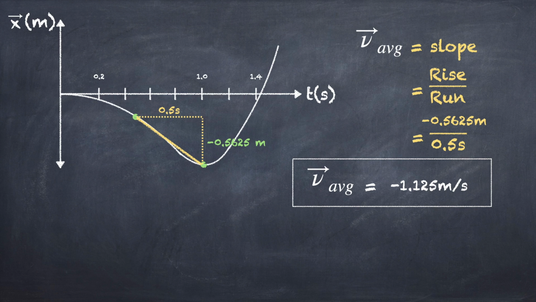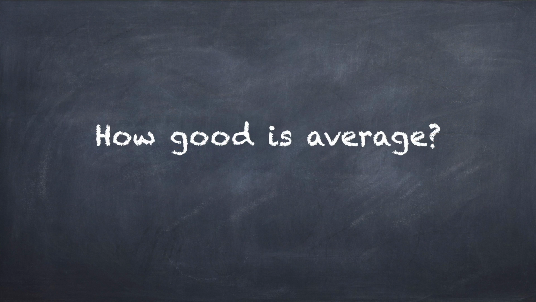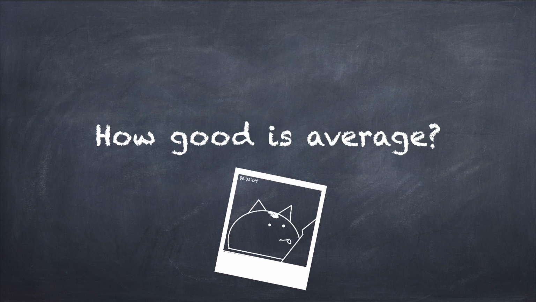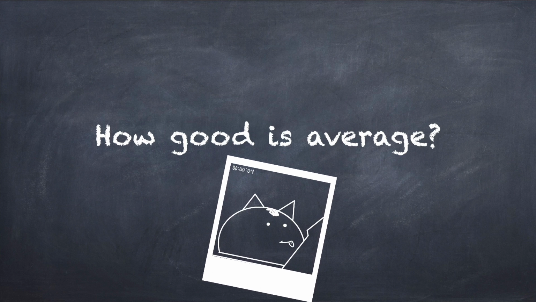All of this is good, but it leads to one big question. How good is average? Or in other words, is just using an average velocity enough to accurately locate or track an object, especially one as unpredictable as a cat? Stay tuned for answers in our next video.